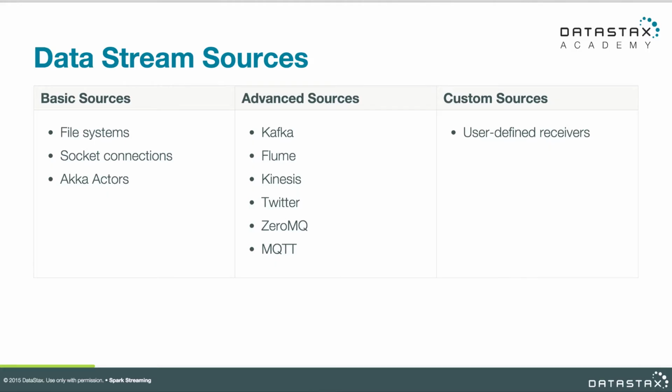You've got the basic sources, which are file systems and sockets and Akka actors. Then the more advanced sources that have some kind of protocol to deal with. Like if it's a Twitter source, there is an actual Twitter API that the receiver is going to have to implement. If it's Kafka, we're going to have to be speaking the Kafka binary protocol from that receiver to get those messages in. And of course, there are APIs we can implement to make our own custom receivers.